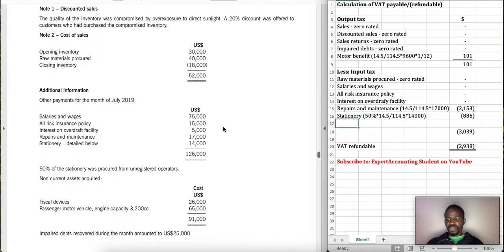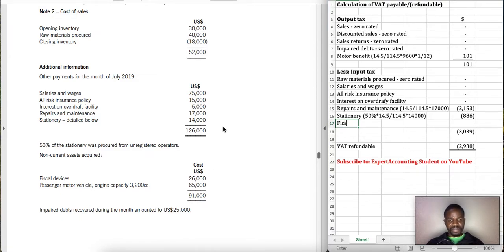Then we also have fiscal devices. ZIMRA allows 50% of the cost of the fiscal devices to be claimed as input tax. So in this instance, we're going to say 50% multiplied by the cost of the fiscal devices, we get 13,000.